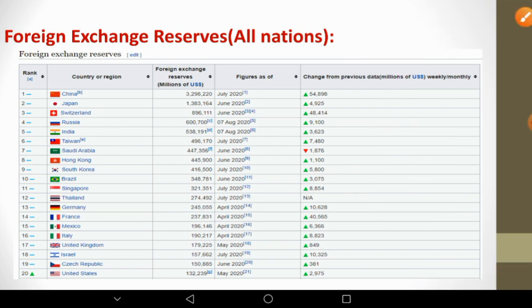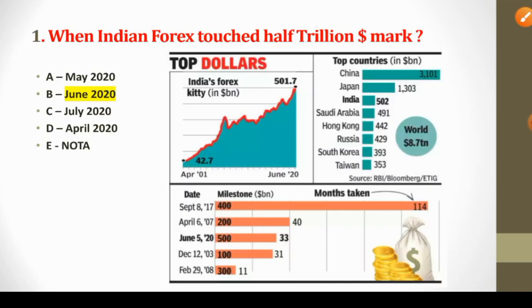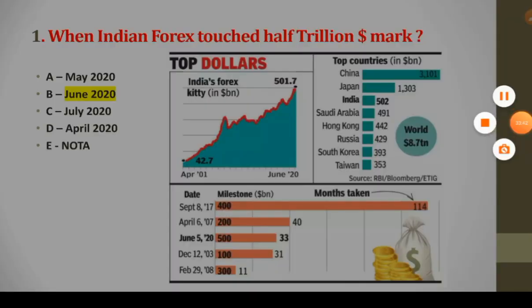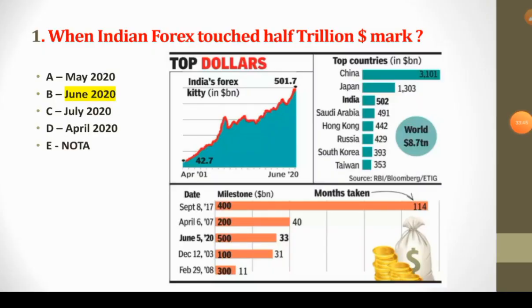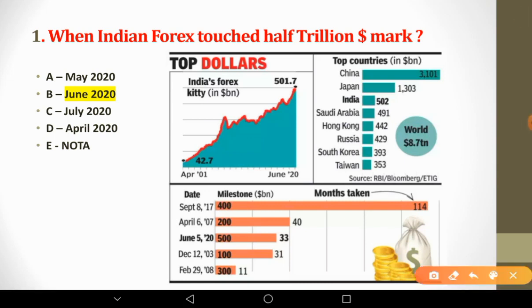So that's my personal opinion, which many may not agree with. Moving forward, the 5 questions I asked in the beginning of this video. The first question is, when did Indian forex touch the $500 billion mark? The answer is June 2020. As you can see here, in June 2020, India's forex reached $501 billion, and the time taken was 33 months to reach from 400 to 500.